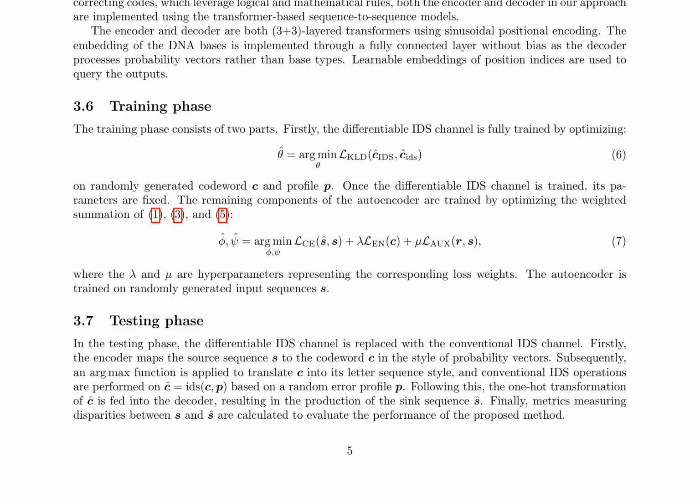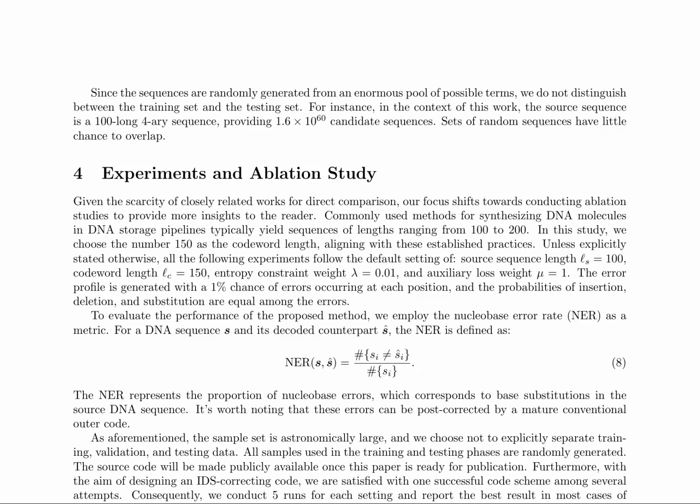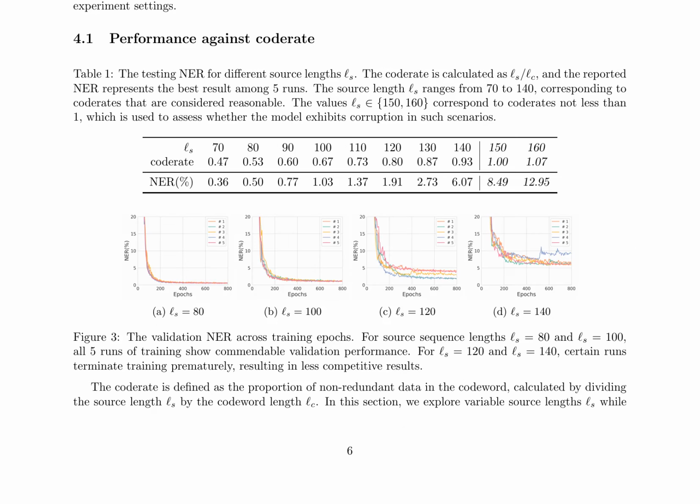The training phase consists of two parts. First, training the differentiable IDS channel, and then training the autoencoder with the weighted sum of the cross-entropy loss, entropy constraint, and auxiliary reconstruction loss. The testing phase involves replacing the differentiable IDS channel with a conventional one and evaluating the performance using metrics such as the nucleobase error rate, NER.